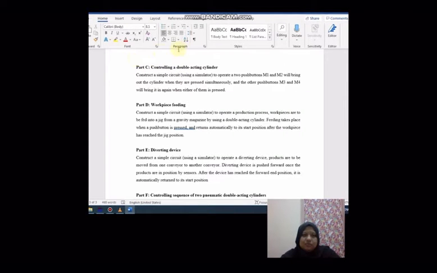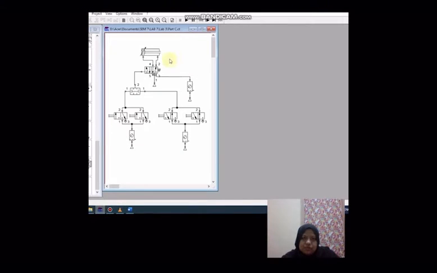As for Part C, which is controlling a double-acting cylinder, the instruction asks us to construct a simple circuit using a simulator, where the two push buttons M1 and M2 will bring out the cylinder when they are pressed simultaneously, and the other push buttons M3 and M4 will bring it back when either of them is pressed. So I will show our circuits in FluidSim. This is the circuit for Part C.